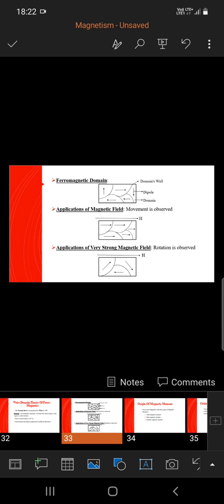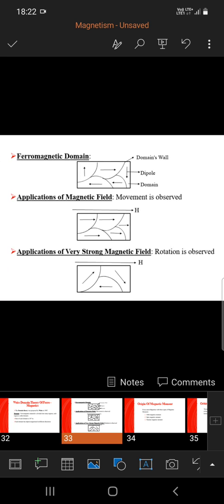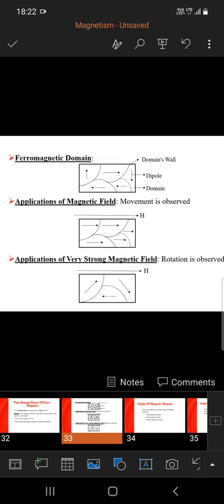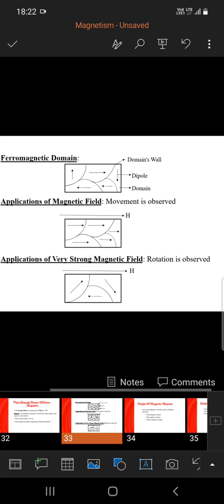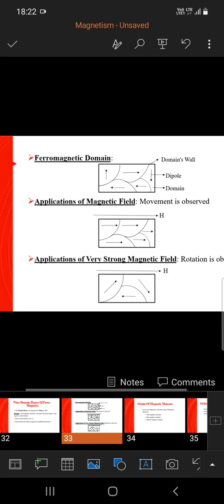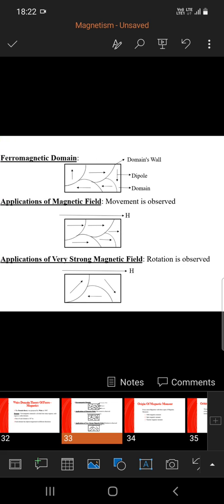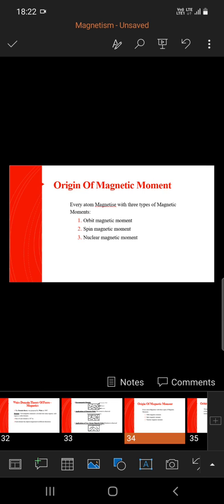Ferromagnetic domains: the domain wall, we can see it. The domain wall is in the given arrow direction. On the application of a magnetic field, the domain wall movement is observed, and on the application of a very strong magnetic field, rotation is observed. Origin of magnetic moment: every atom is magnetized with three types of magnets: orbit magnets, spin magnets, and nuclear magnets.